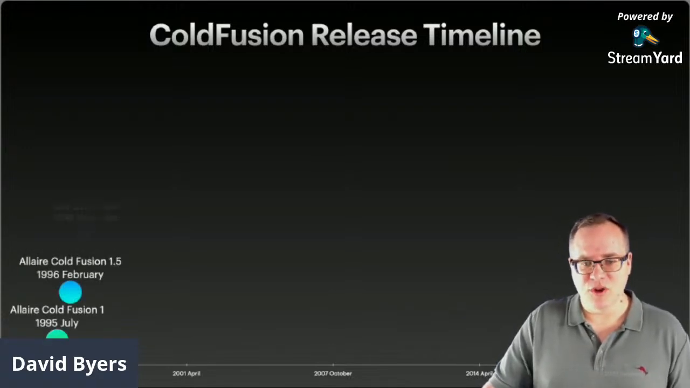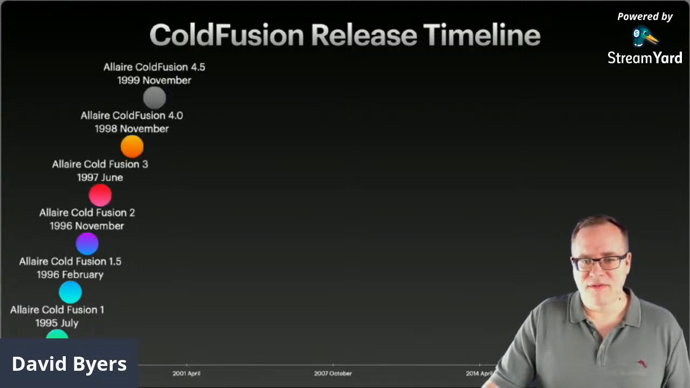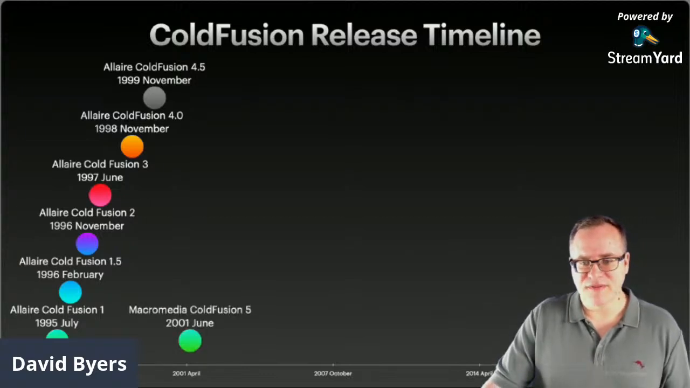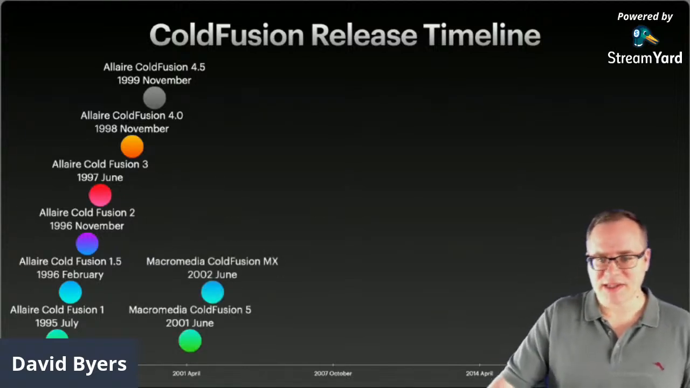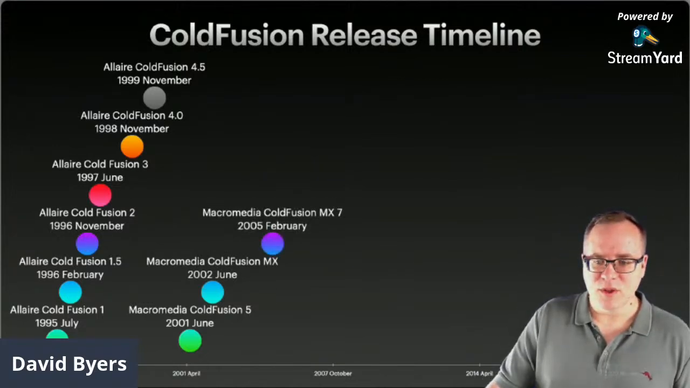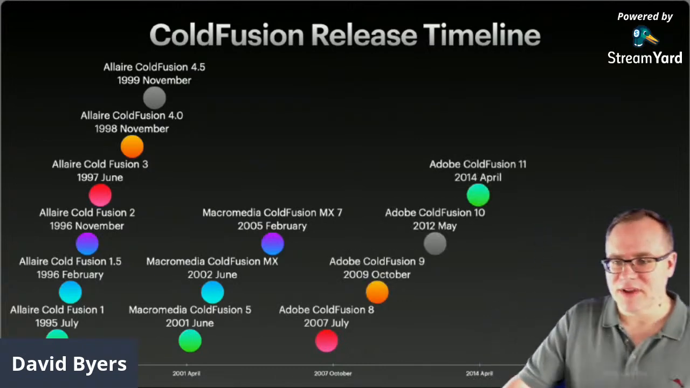Over the years, there have been many releases of ColdFusion. Looking at a timeline going all the way back to the mid-90s, Allaire released versions of ColdFusion pretty consistently up through November of 99 with ColdFusion 4.5. That's when Macromedia purchased Allaire. They released ColdFusion 5 in 2001, ColdFusion MX in June of 2002, and then ColdFusion MX7 in February of 2005. That's when Adobe purchased Macromedia, and Adobe started doing releases with ColdFusion 8, 9, 10, 11.